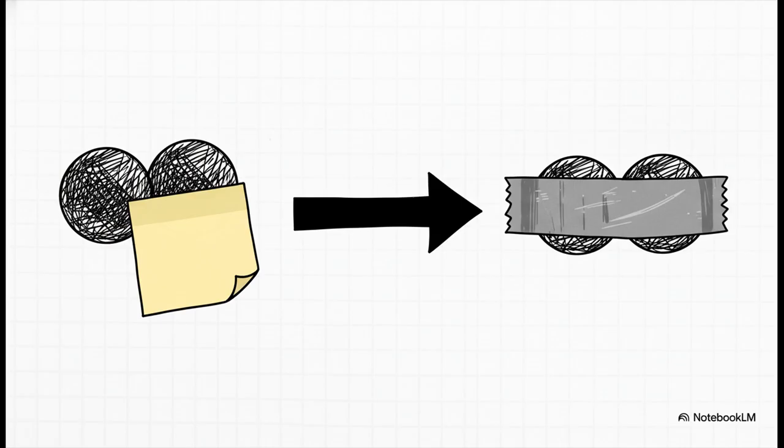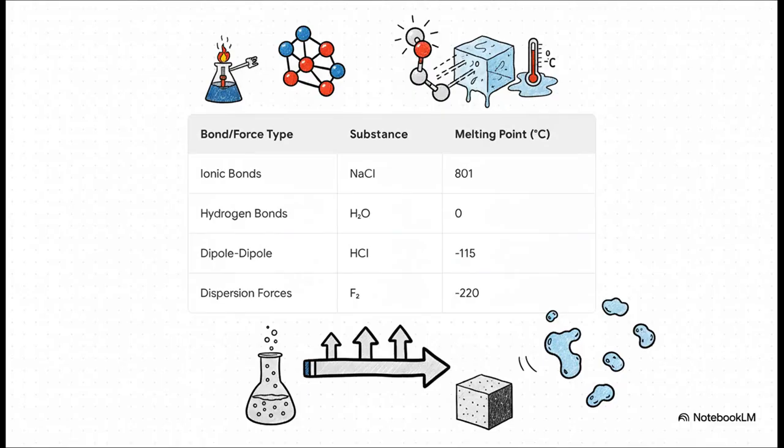You can think of it like tape. Dispersion forces are kind of like a sticky note. They're there, but they're weak. Hydrogen bonds, that's like duct tape. And wow, this chart just lays it all out perfectly.